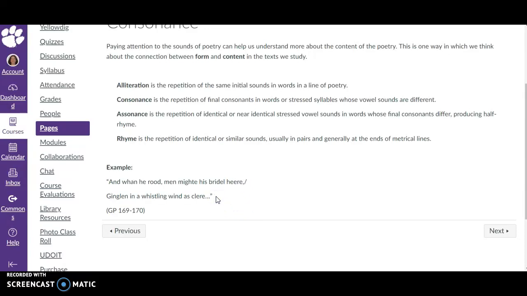Now, I emphasized it pretty hard there, especially in the second line, but that repetition of that I sound, which is pronounced E, jingling in, a whistling wind, all of that, it creates that tinkling kind of jingling sound. So we have a little bit of the content of the line being mirrored in the form of the line, where the form helps us understand more what it sounds like when this monk rides around.